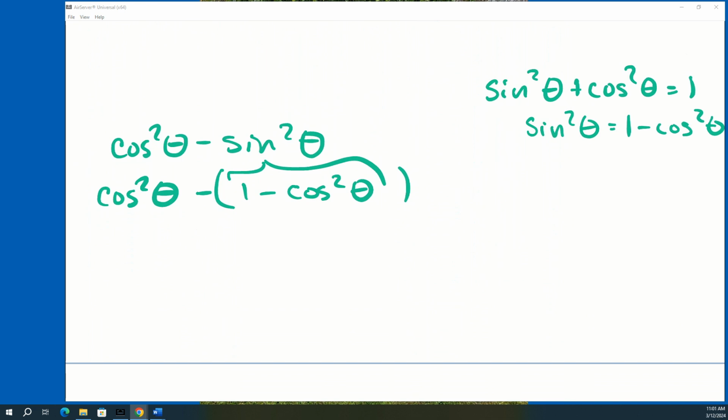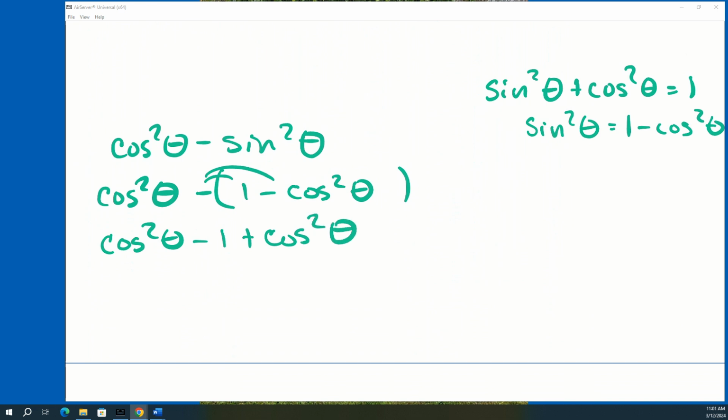All right. Then this one is tricky because of the minus. So we do have to distribute the negative. And then you're just adding like terms. And that's it. That's the third identity for the cosine of 2 theta.